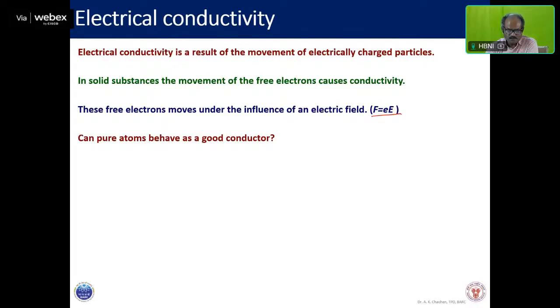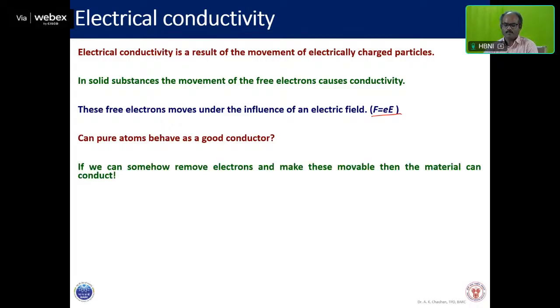Now, the next question: can a pure atom behave as a good conductor? We know gold is a very good conductor, copper is a very good conductor, silver also is a very good conductor. Suppose we have a pure atom of silver, will it conduct? Do you have any idea? Suppose I have a pure silver atom, will it conduct? Or gold, which is a very good conductor, or copper.